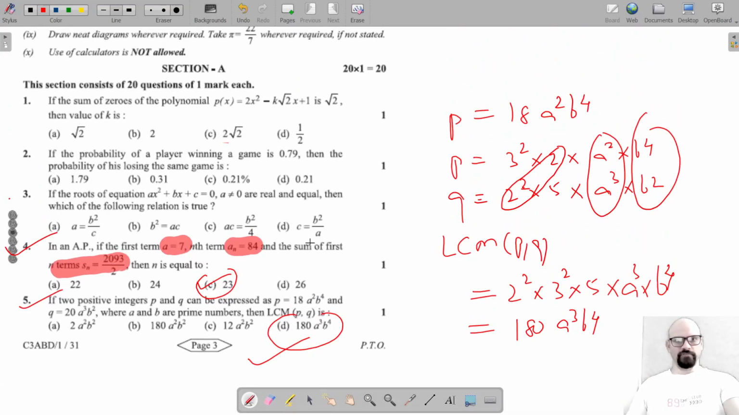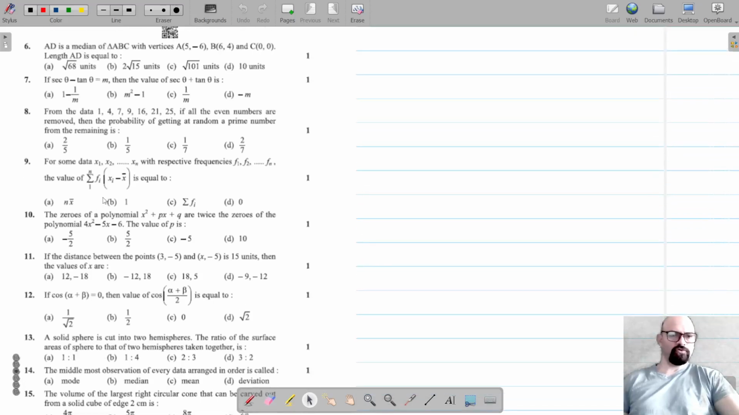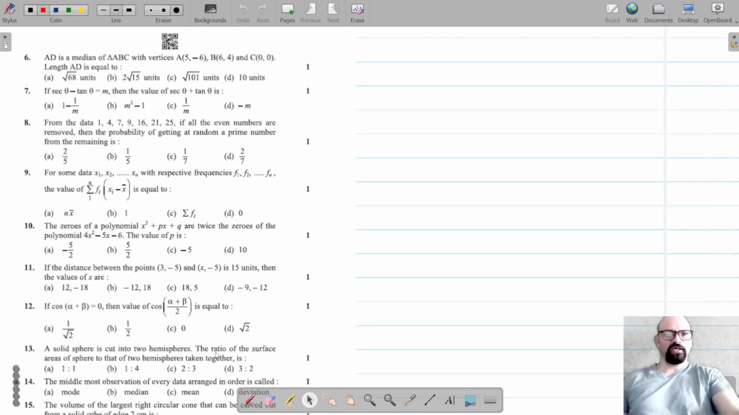Let's move on to question number 6. Okay, so we are about to solve the MCQs from question number 6 to 15. And let's start with the first one, that is the 6th.